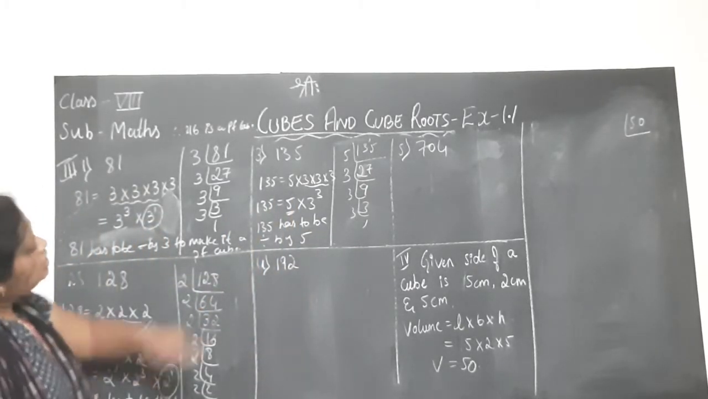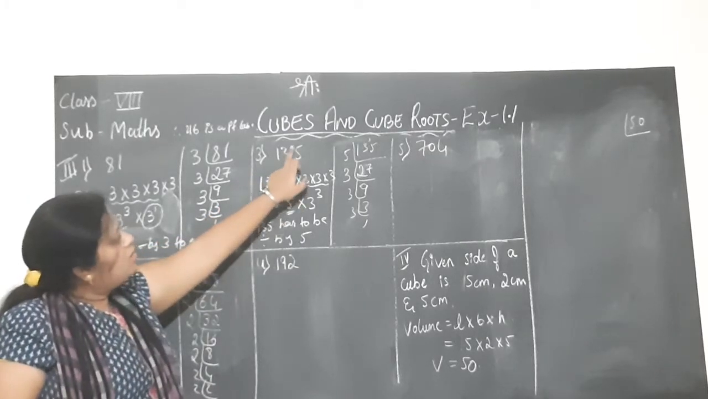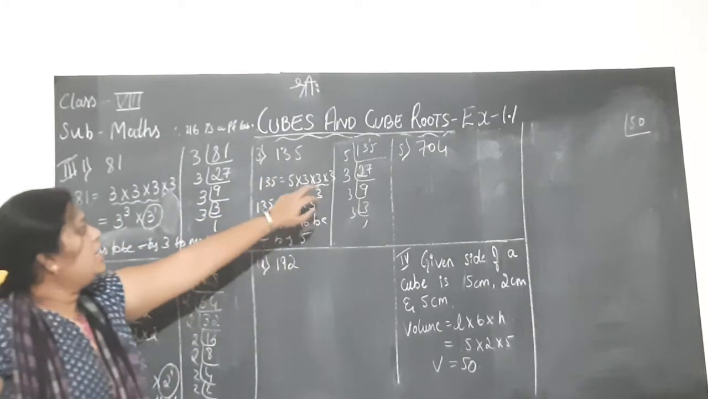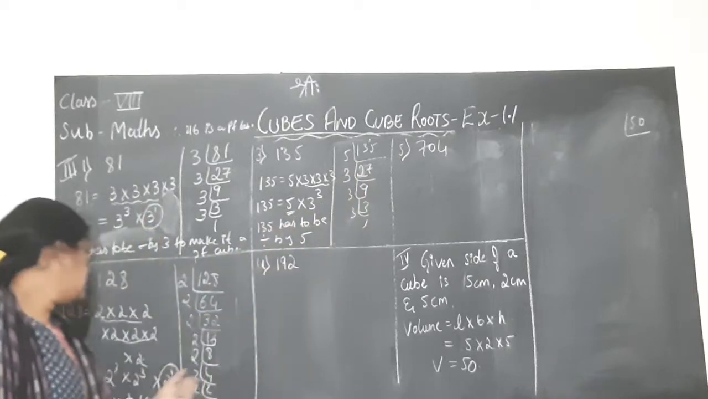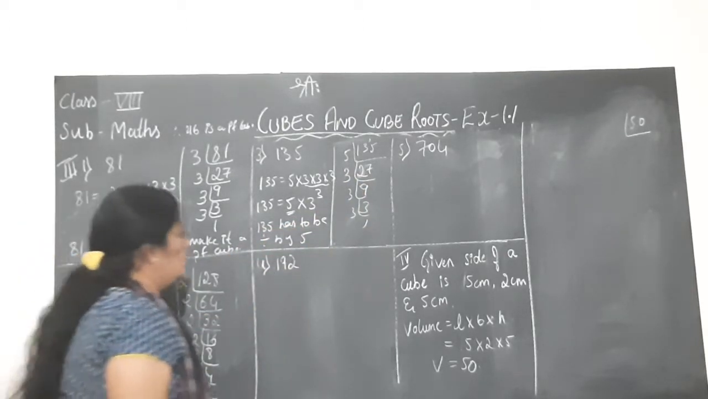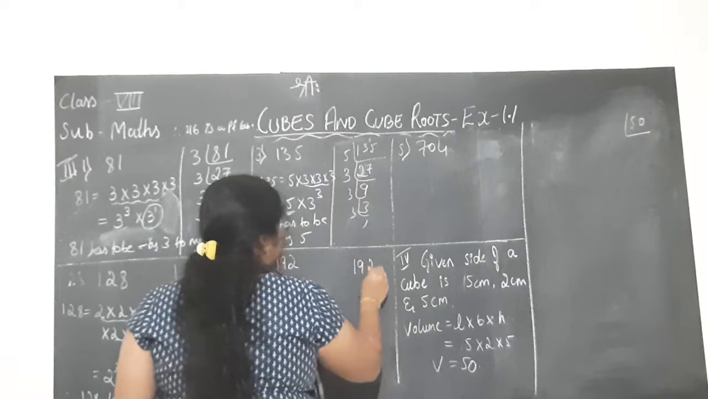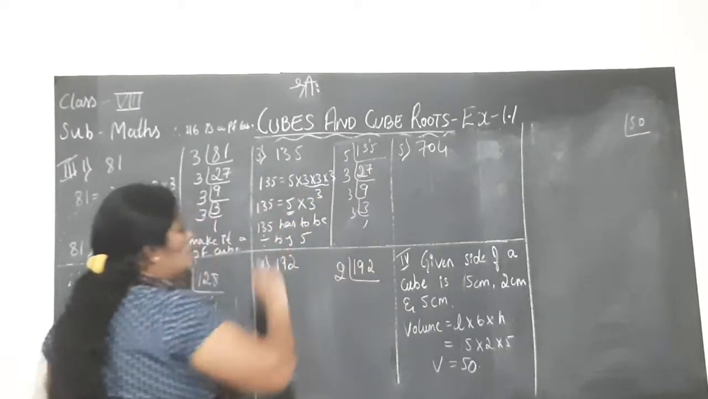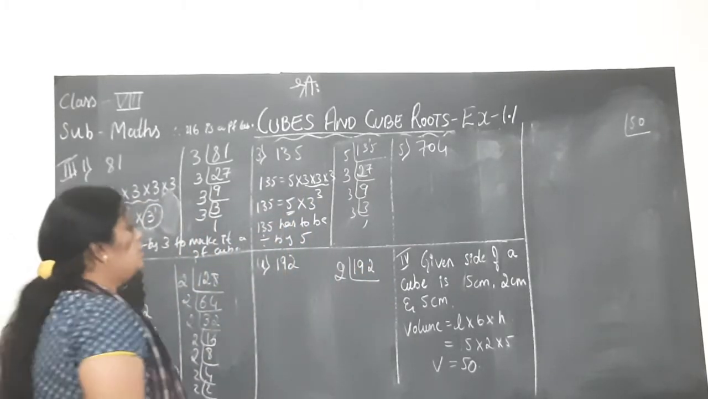When you divide, simply check what you get. 5 2s are 10, 5 7s are 35, which is again 27. And we know 27 is a perfect cube. So simple. Next, fourth question is 192. Since 2 is there, I start with table 2, children.